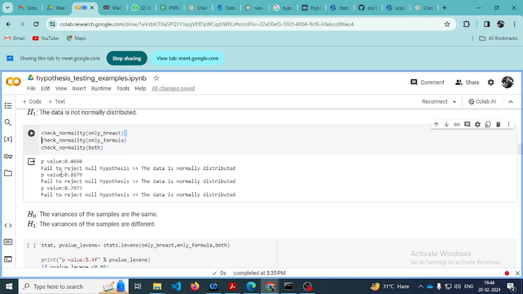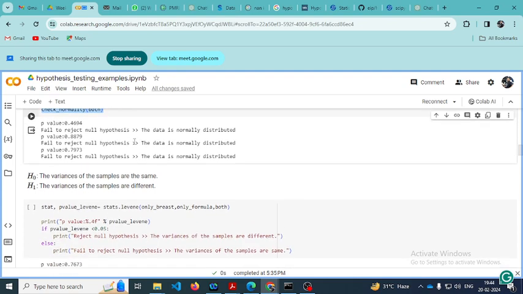Then what we do is fail to reject the null hypothesis. If it is less than the level of significance, it will reject it. Here it fails to reject, which means the data is normally distributed. Similarly, you can call this normality function for these three different groups.